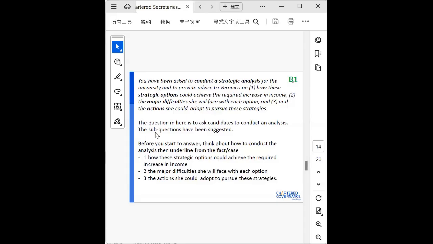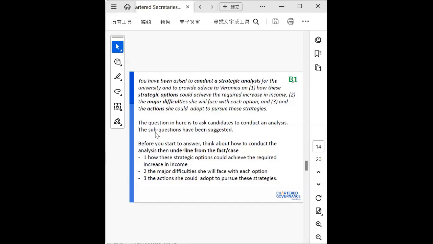pursue the strategies? I mean, this question is good because it really breaks down the sort of things you need to answer, and if you just follow the structure, then probably you will get what the examiners want, right? So what are the different options? What are the difficulties that you will face for each option? So you have to discuss option by option, think about the difficulties they will face, and what is the action, how you can overcome those difficulties.